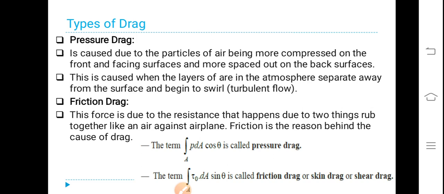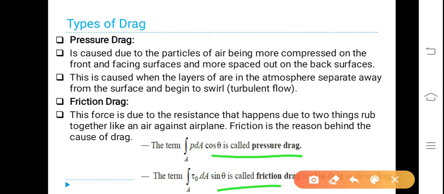The term integral P dA cos theta is called pressure drag, which we have already seen, and tau naught dA sin theta is called friction drag or skin drag or shear drag. Both of these we have already seen.